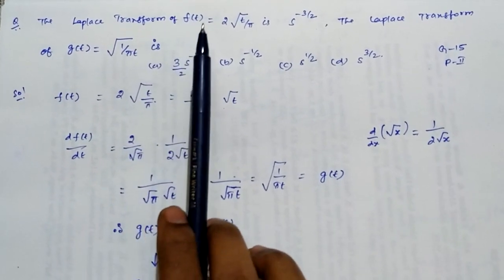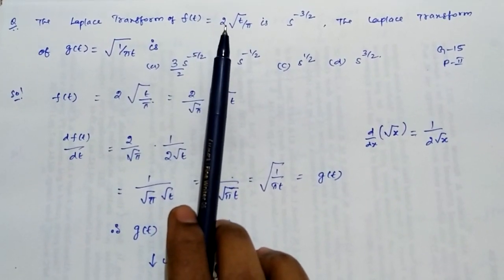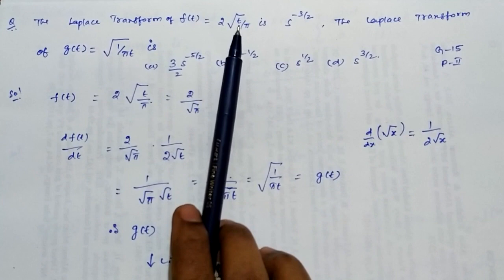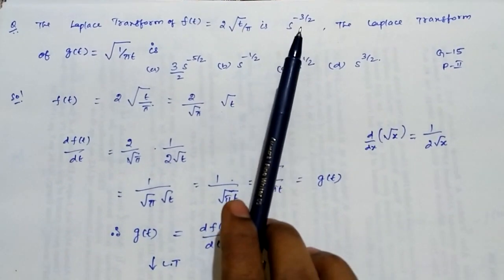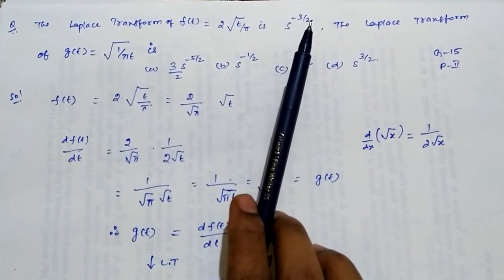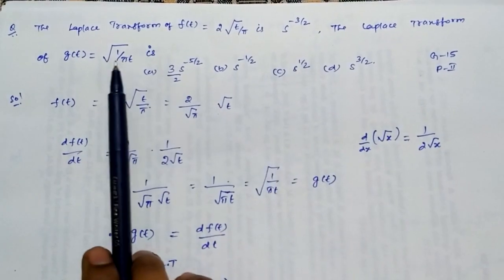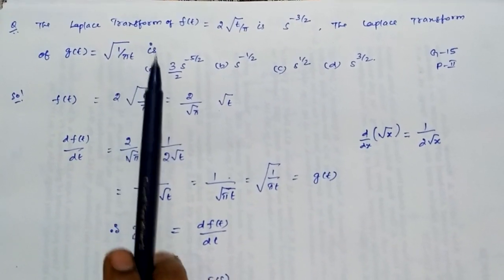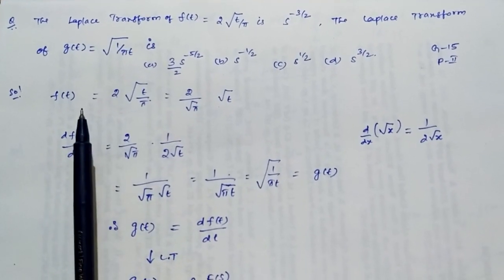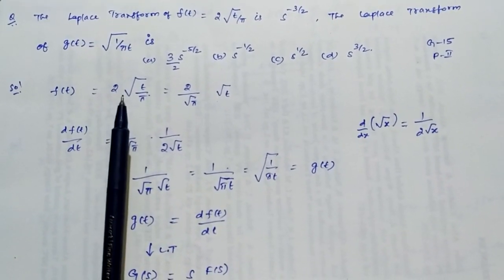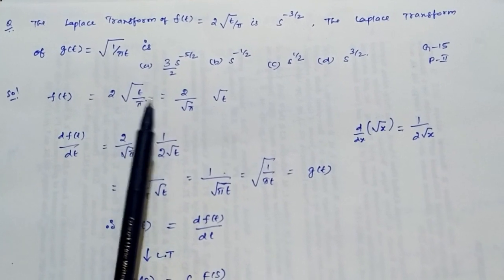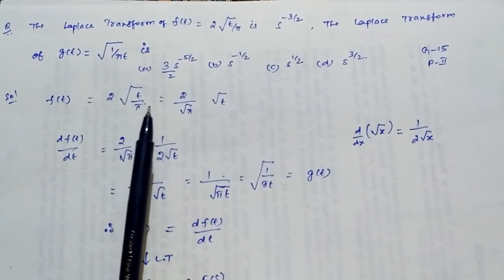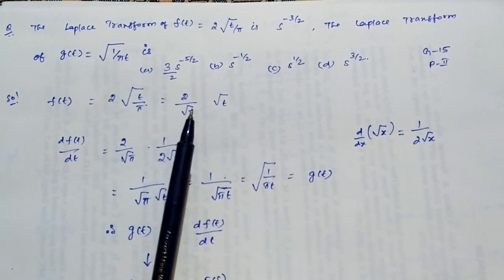The Laplace transform of f of t, which is 2 square root of t upon pi, is s power minus 3 by 2. What will be the Laplace transform of g of t? So the given function is f of t is equal to 2 into square root of t divided by pi. That we can write like this.